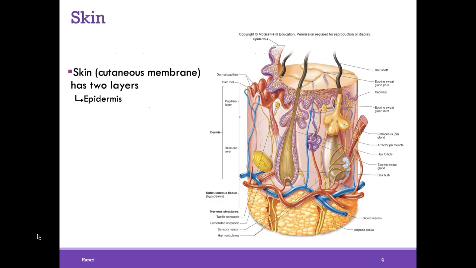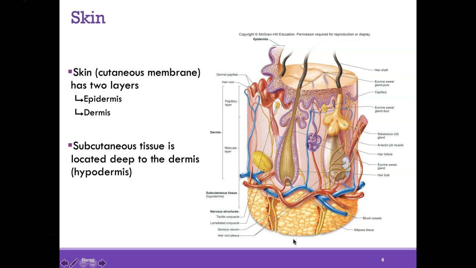So skin, the cutaneous membrane, has two layers. The first is the epidermis. The deep layer is the dermis. So we're going to talk about each. The subcutaneous tissue is called the hypodermis. In general, the prefix epi means above, and hypo means less than or lower. So the dermis is in the middle. This is the dermis. Epidermis is on top. Hypodermis is on the bottom.